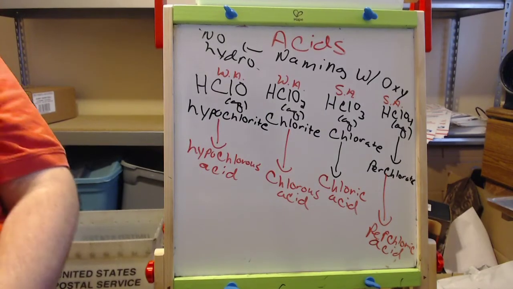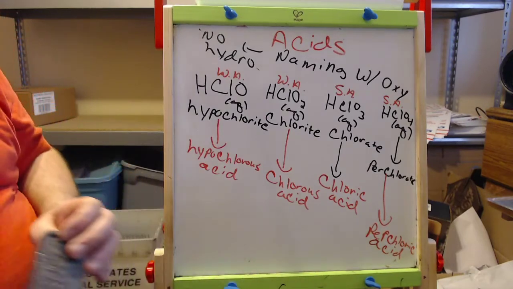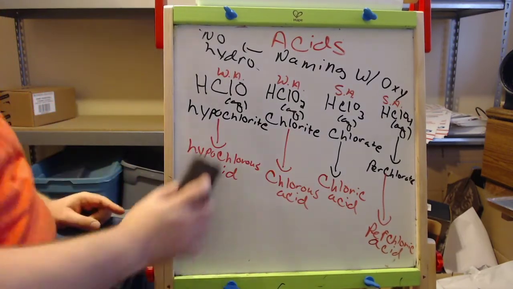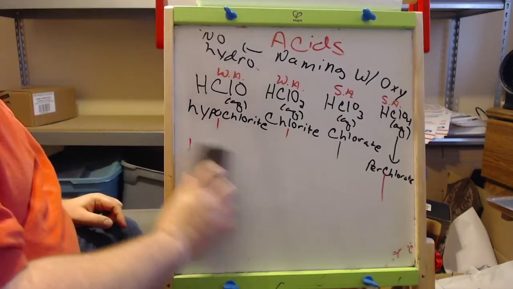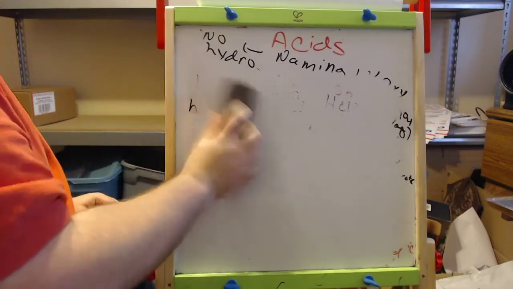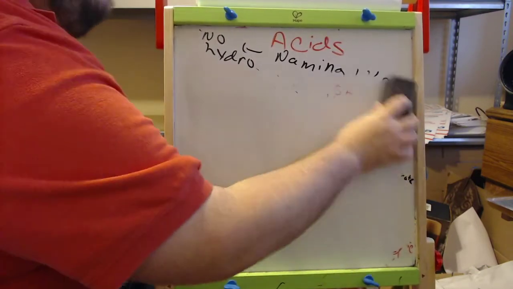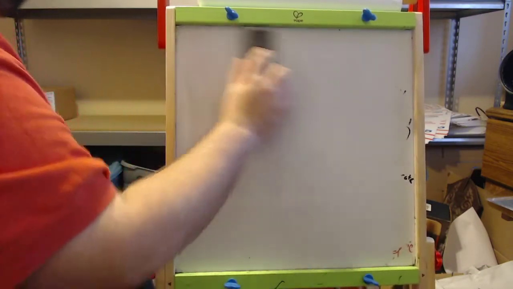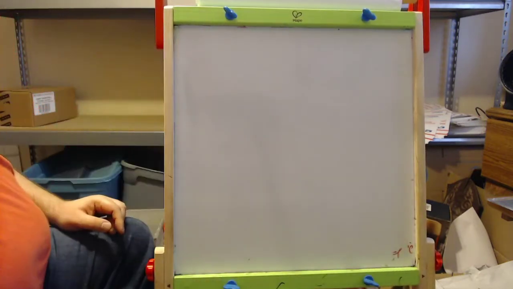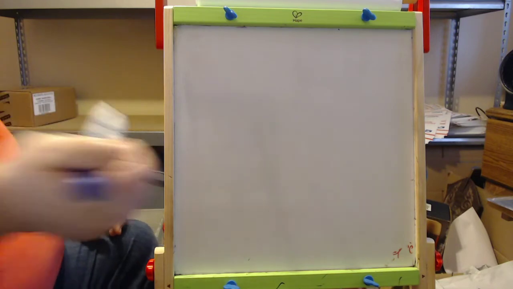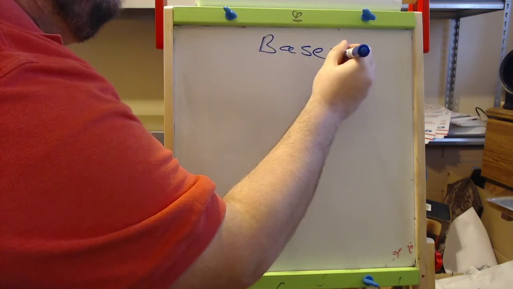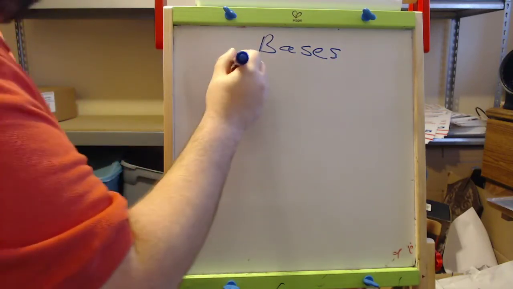All right, then let's talk about strong bases. I'm going to save weak bases for next lecture because we'll talk about them maybe at the end here, and I'll foreshadow into next lecture. All right. Bases. Strong base.